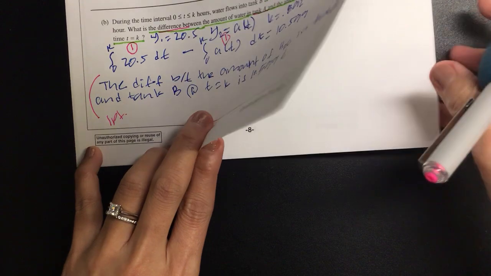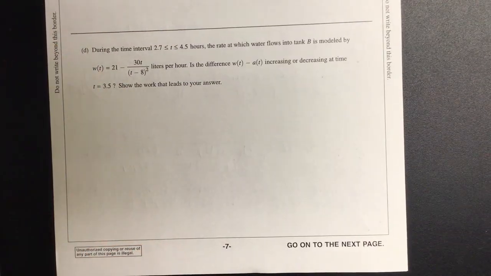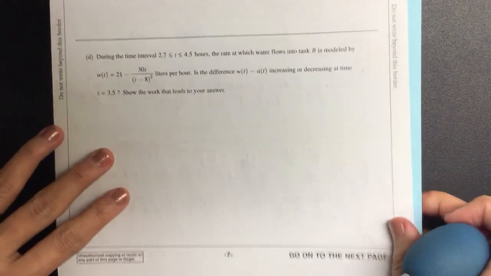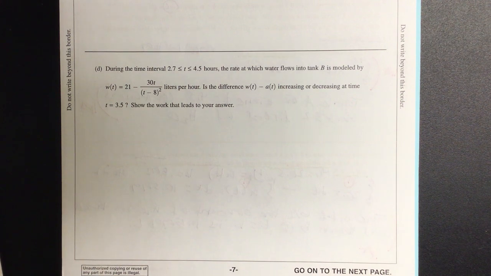Okay, Kara's going to read D on this one. On the back. Oh, it's on the back. During the time interval 2 to 7 hours, the rate at which water flows in the tank B is multiplied by W of t equals 21 minus 32 divided by t squared liters per hour. Is the difference W of t minus A of t increasing or decreasing at time t equals 3.5? Show the work that leads to your answer. So I told you guys prior to this, if you get stuck on C, does that mean you're guaranteed to be stuck on D? This will be a good example, okay?